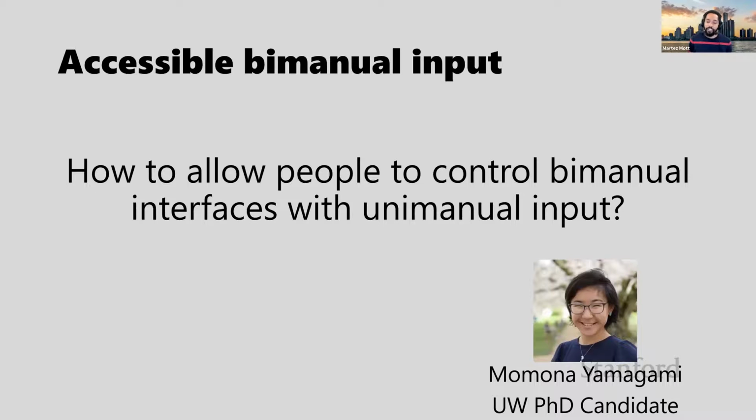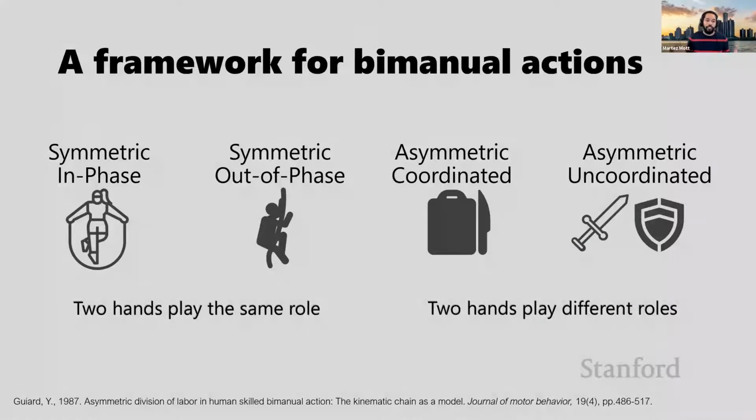I had a great intern, Momona Yamagami, a PhD candidate at the University of Washington, who interned with me last summer, and we explored some of these areas. So once again, how can we allow people to control bimanual interfaces with unimanual input? We started off with a popular framework, the Guiard framework for asymmetric division of labor. What this tells us is that there are really only a few types of bimanual interactions.